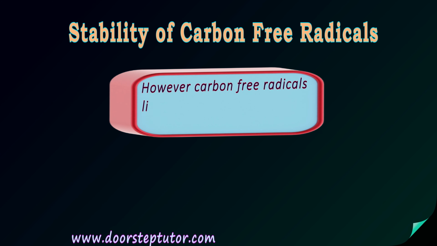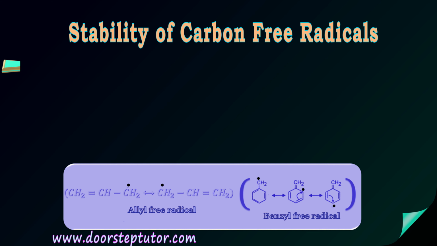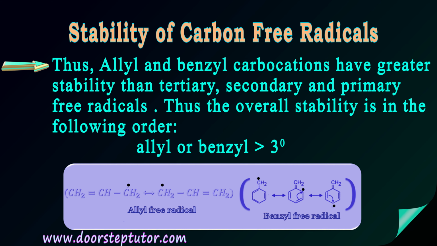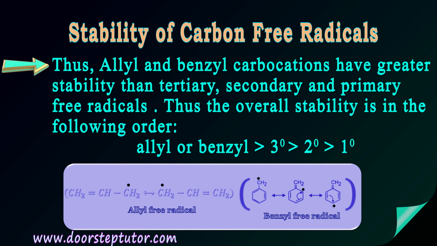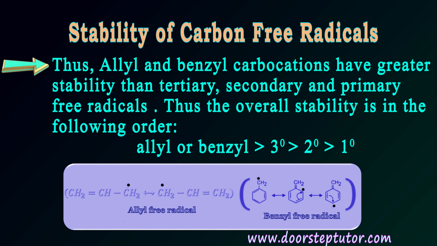This is due to the increase in the number of plus I effects of the alkyl groups. However, carbon free radicals like allyl and benzyl are stable due to resonance, the same case. Thus, allyl and benzyl free radicals have greater stability than tertiary, secondary and primary free radicals. Thus, the overall stability is in this order: first allyl or benzyl, then 3-degree, then 2-degree, and at last 1-degree. So in this lecture we have studied the electronic effects on carbocation, carbanion and free radical.